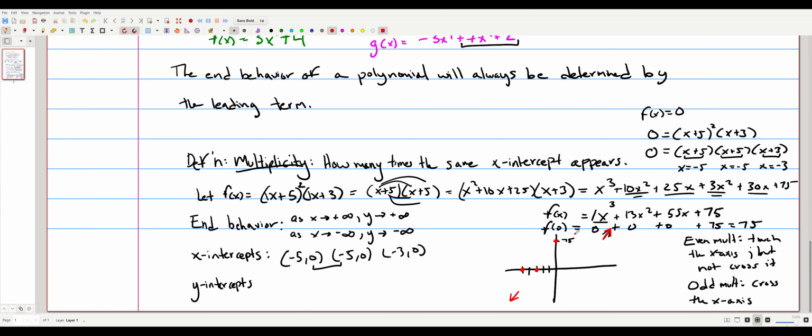So we know we're starting in the left corner of our graph, and we have to come up and touch this point, right? But because it has multiplicity 2, which is an even number, we're not going to cross it. We're just going to touch it and come back. And then we have to cross our x-axis at negative 3 because we have an x-intercept. But because this one has multiplicity 1, we know we need to cross it. This one had multiplicity 2, which is even, and so we just touch that point.